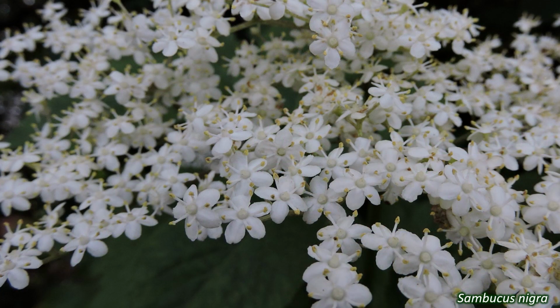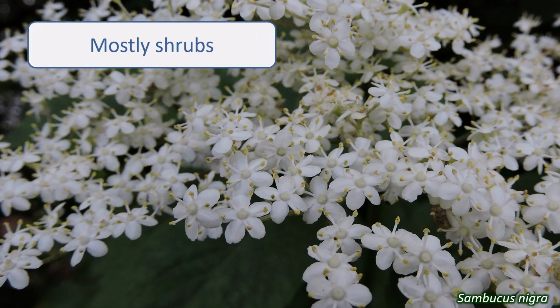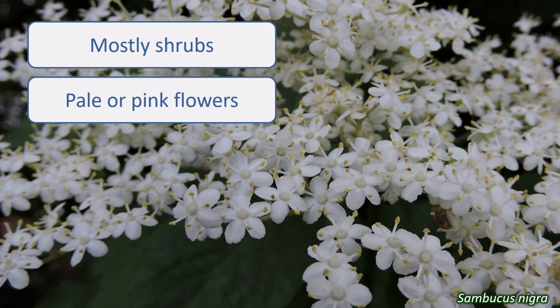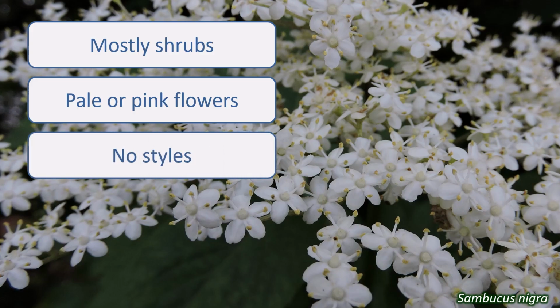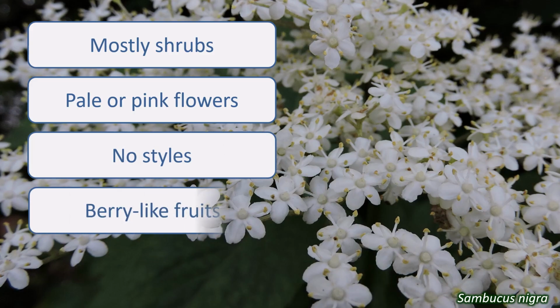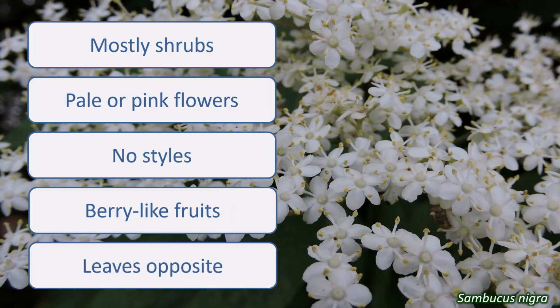So, if the plant you're looking at is a shrub, with small actinomorphic flowers with 5 sepals and 5 petals in pale or pink shades, with those sepals and petals fused towards the base, that have 5 stamens and no styles, the ovaries are inferior, and the fruits are like dark or red berries, and the opposite leaves are simple or divided, then you might have a member of the Viburnaceae.